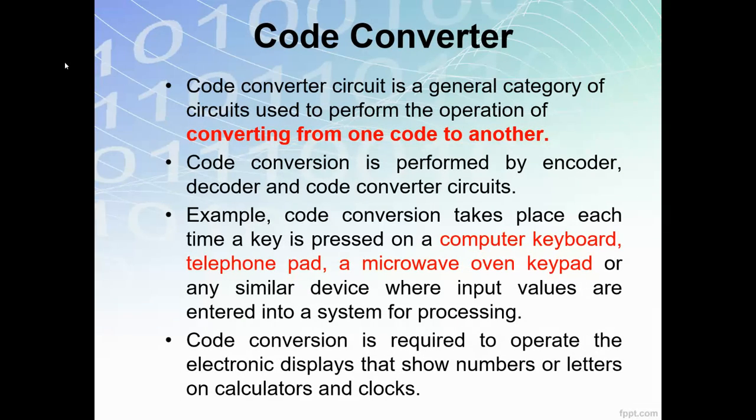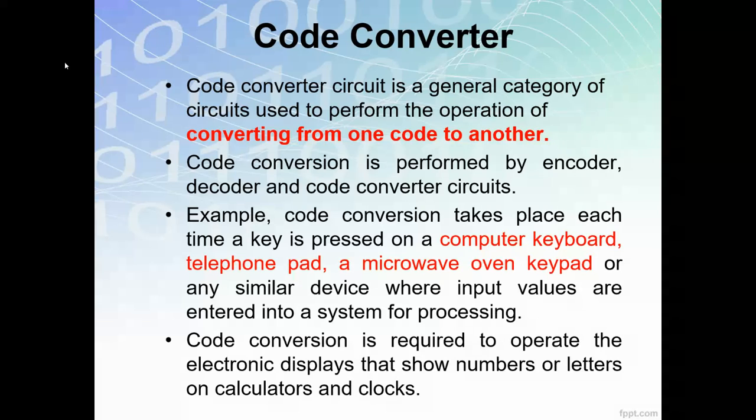Okay, basically the code converter circuit is actually a general category of circuits used to perform the operations of converting from one code to another. So code conversion is performed by encoder, decoder, and the code converter circuits. Normally when you use digital devices, this converter is being used to perform operations from one code to another.